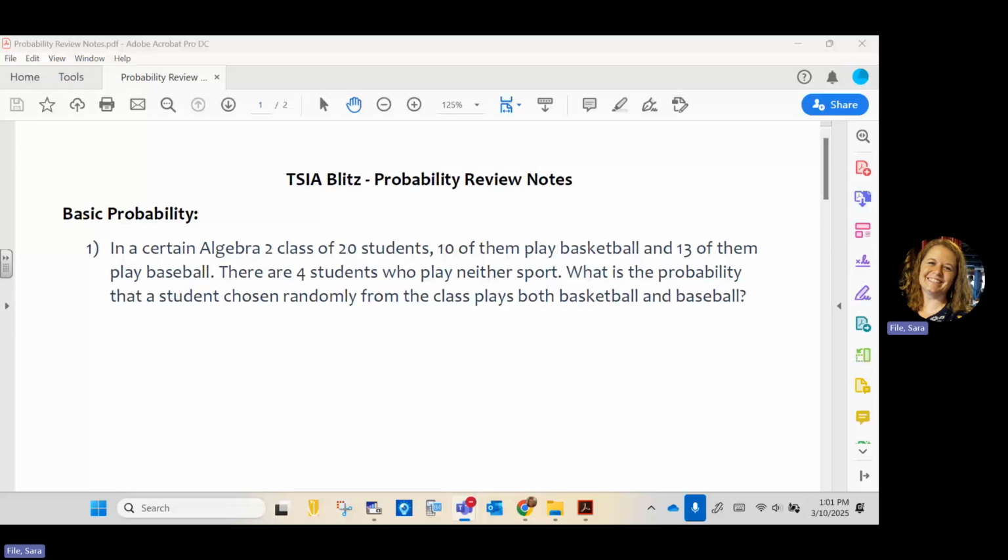Probability today. It's the last topic of our TSIA Blitz. I wanted to do this one closest to the test because we have not had a probability unit this year. It has been a while since you did probability back in geometry, so I wanted to do it closest to the test so it was fresher on your mind, because we haven't talked about it together this year.